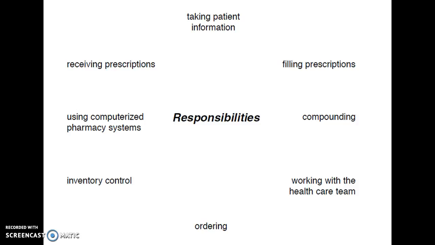These responsibilities come under the pharmacy technician's scope of practice. When we talk about the scope of practice, this is what individuals may or may not do in their jobs. So what are some of the things that a pharmacy technician does? Well, they take patient information, whether verbally or via a prescription. They are involved in filling the prescriptions that have been sent to them from the physician.